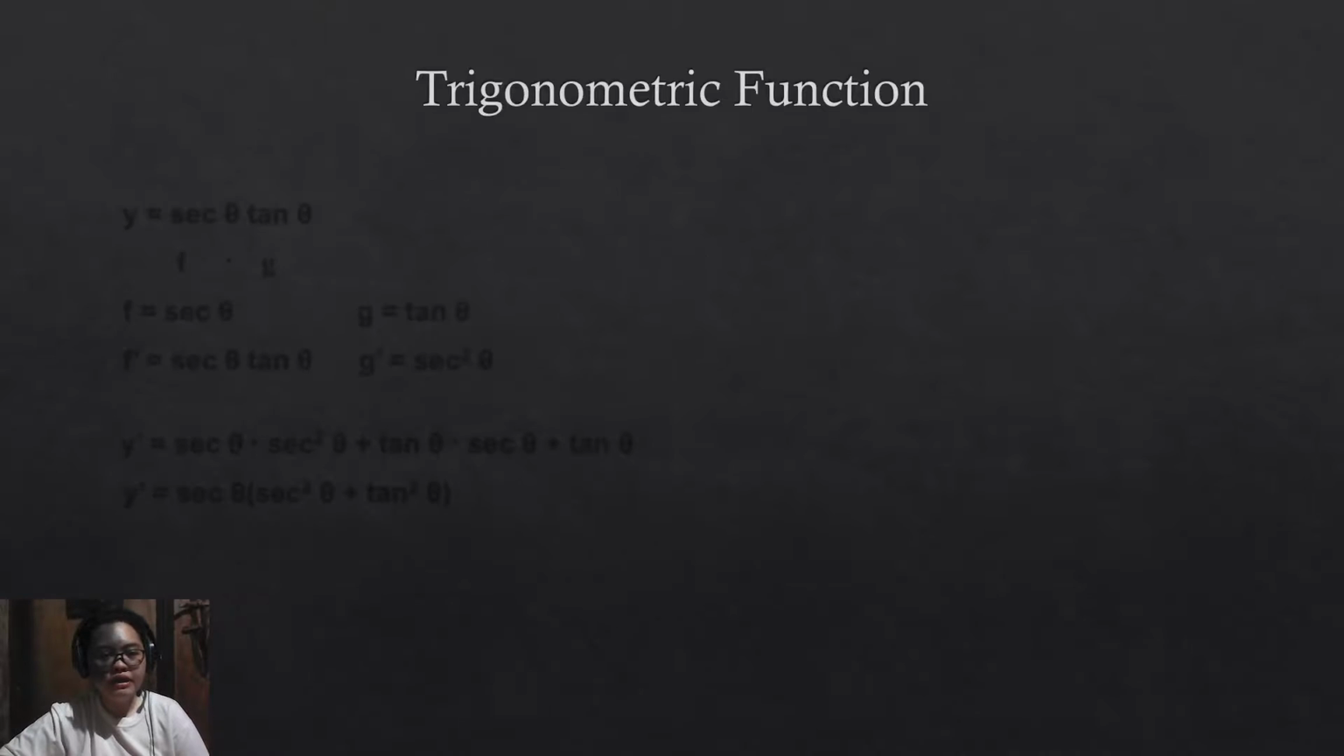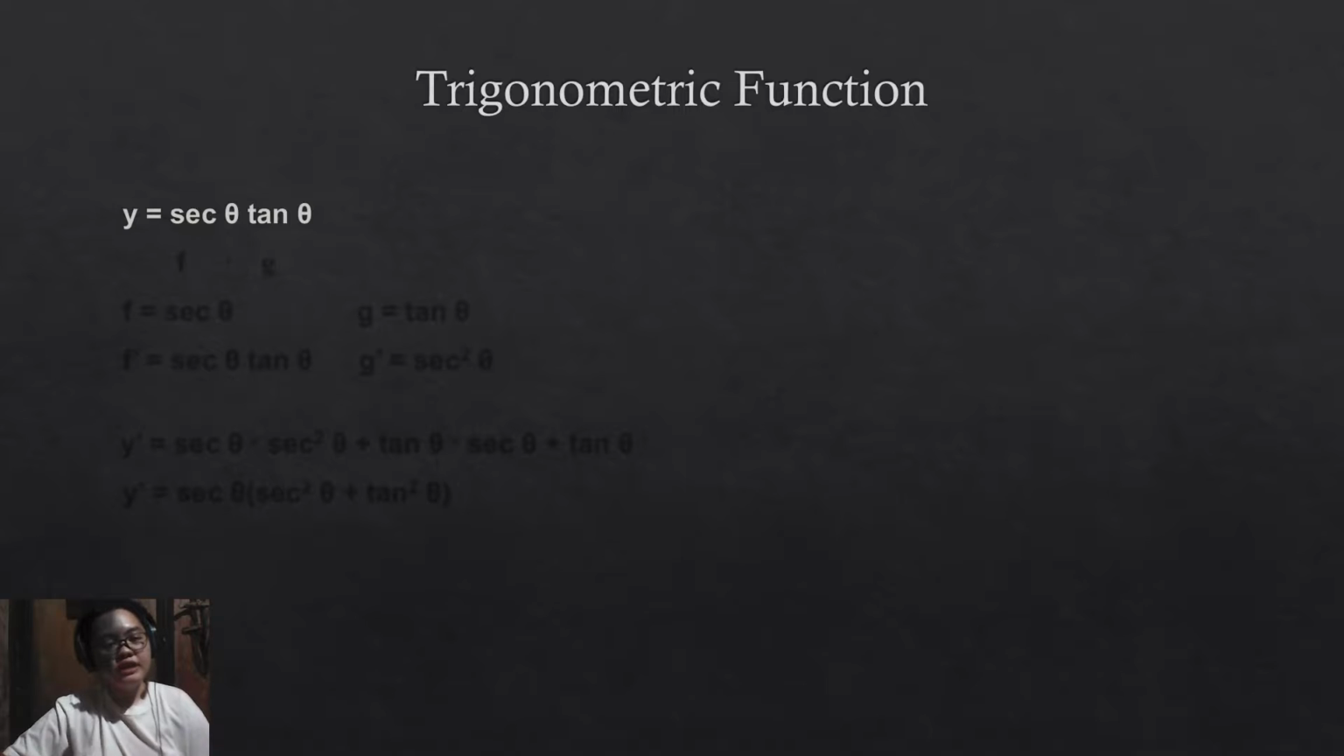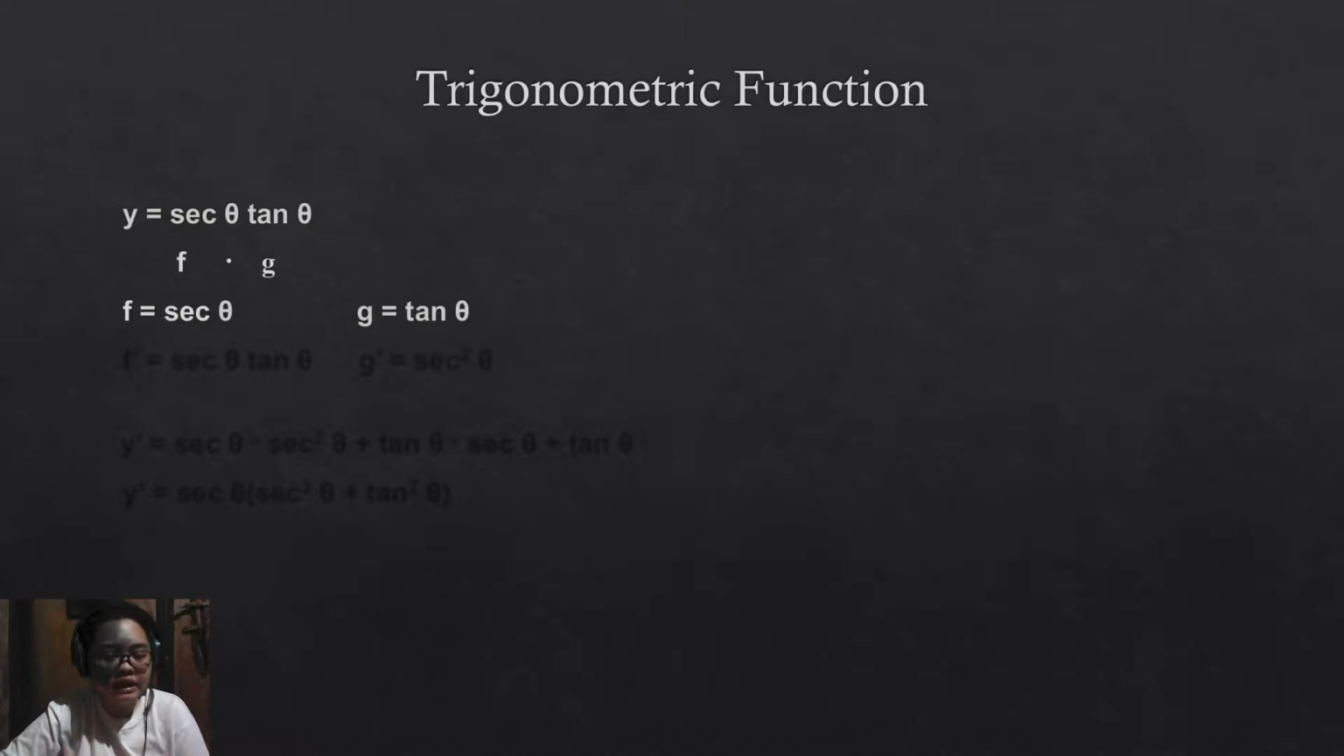My given is y equals sec theta tan theta. As we can see here, we can't simplify it further. So we'll be using the product rule, which is f times g. Our f is sec theta and our g is tan theta. So we have to derive our f and g. The derivative of f is sec theta tan theta and the derivative of g is sec squared theta.